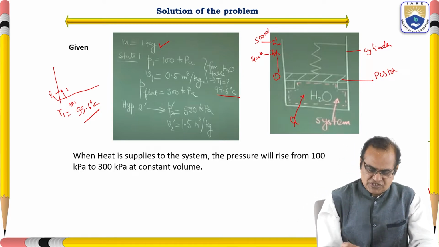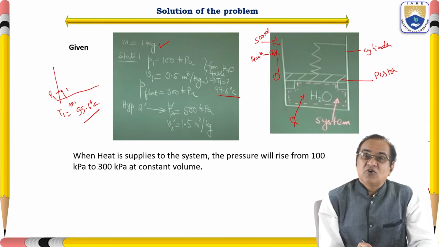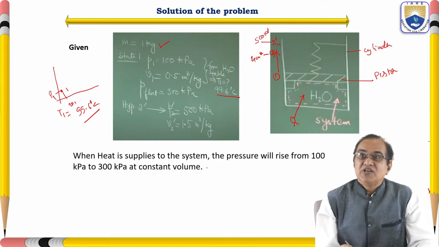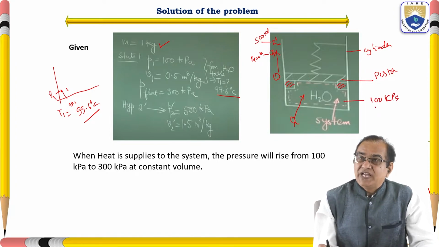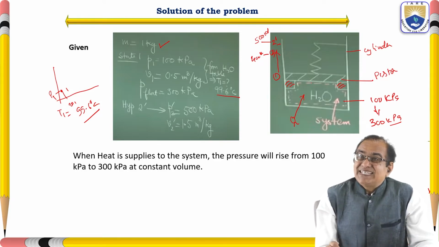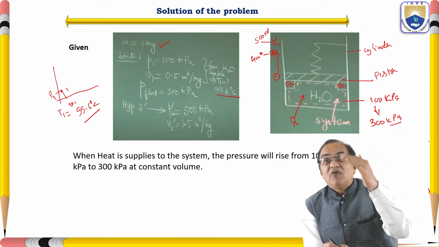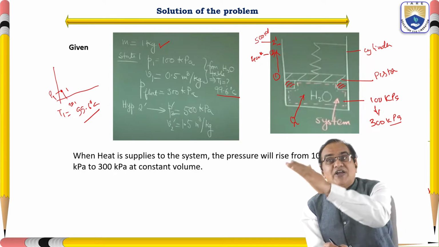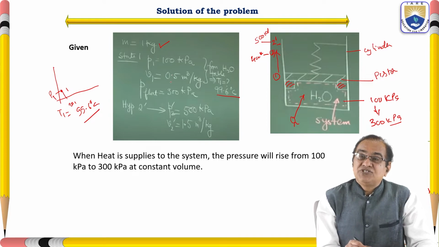When the heat is supplied to the system, the pressure will rise from 100 kilopascal to 300 kilopascal at constant volume. So here if you see in this, initially it is 100 kilopascal, we can raise this up to 300 kilopascal and it is just touching this thing. So volume will remain constant. So from 100 to 300, the volume will remain constant. From 300 to 500, it will change to 1.5. Initially it was 0.5.